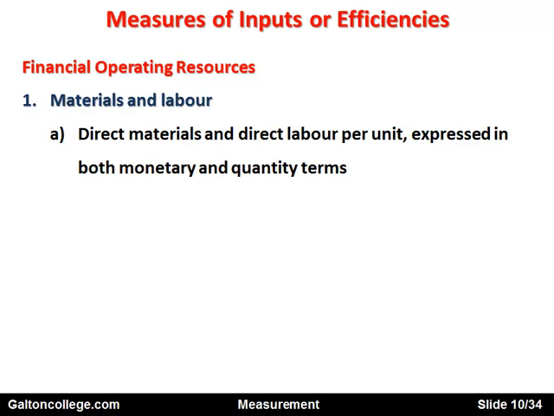Direct materials and direct labour per unit, expressed in monetary and quantity terms. How much material does a particular product need? What's the cost of the material? It may need very little material, but it may be very expensive. It might be gold. Very, very expensive. So there has to be a monetary as well as a quantity measure, because the business needs to know what is the direct materials and the direct labour, people who actually make the product. How much time does it take them and what's their cost?